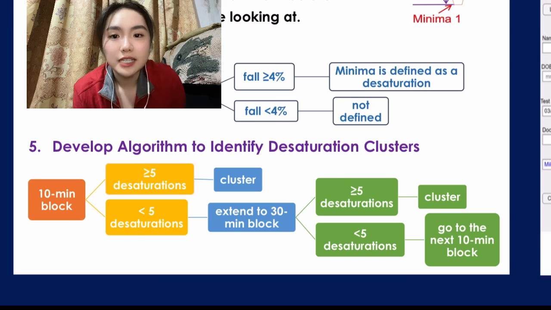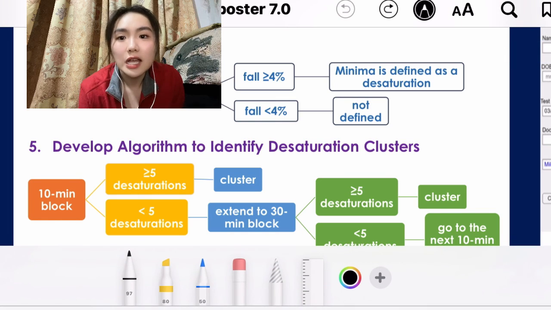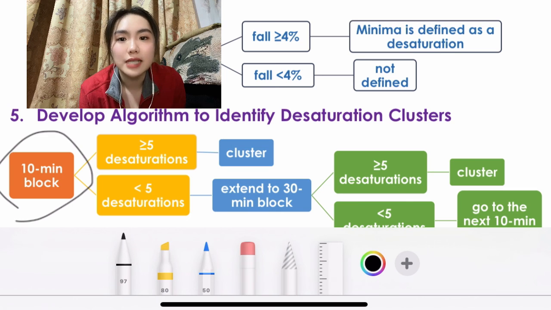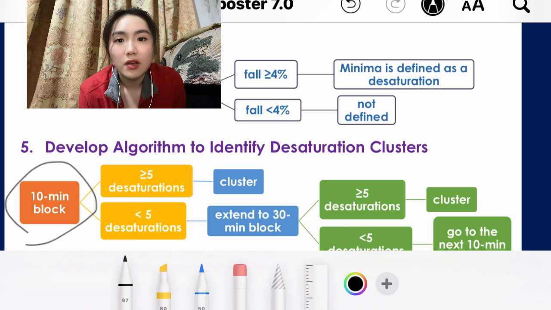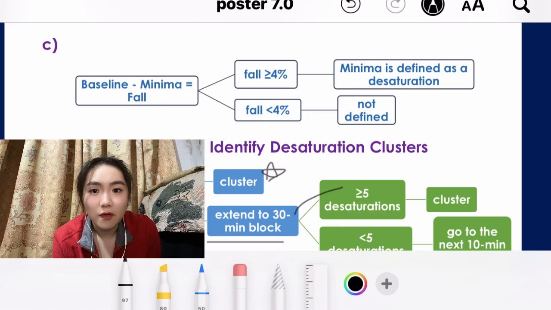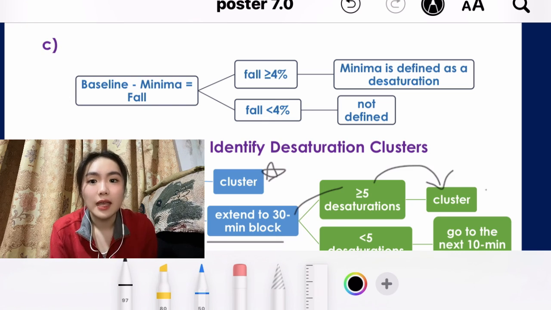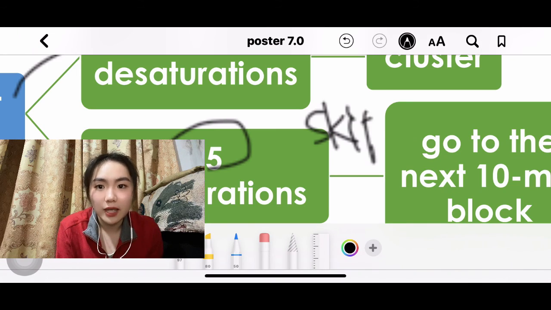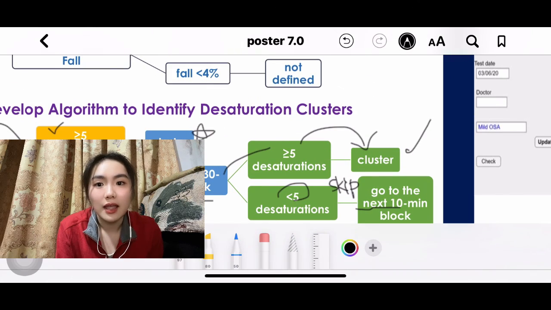In the part of identifying the desaturation cluster, take the 10-minute block after the minima you are looking at and count the number of desaturations in the block. If there are at least 5, then it is a cluster. Otherwise, extend the block to 30 minutes and count the desaturations again. If it is 5 or more, it is a cluster. Otherwise, skip the 30-minute block and find the next minima and look at the 10-minute block after it.